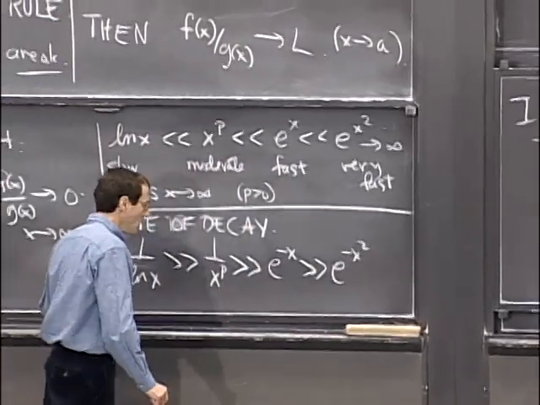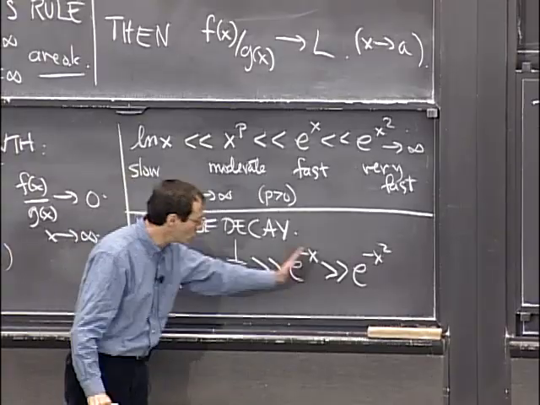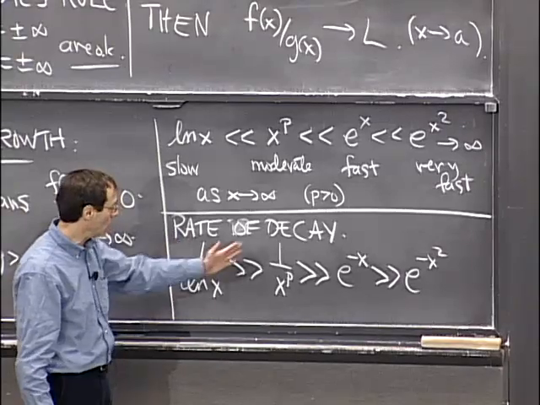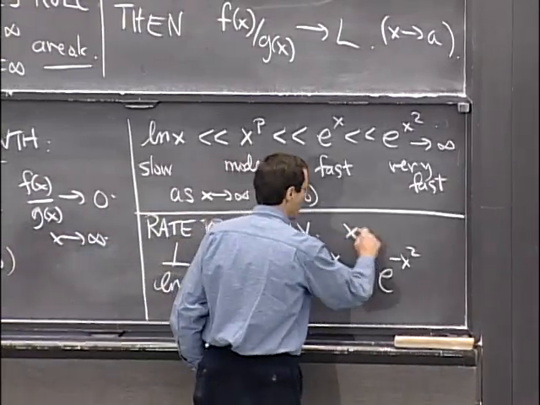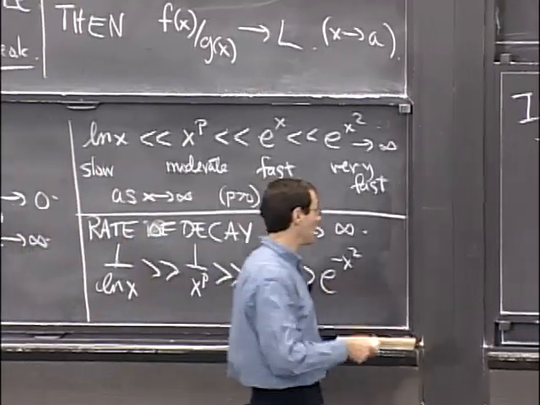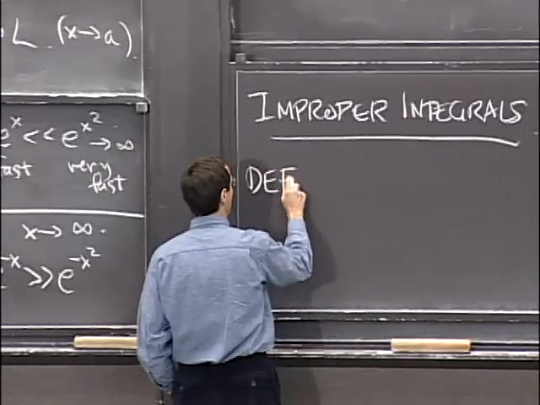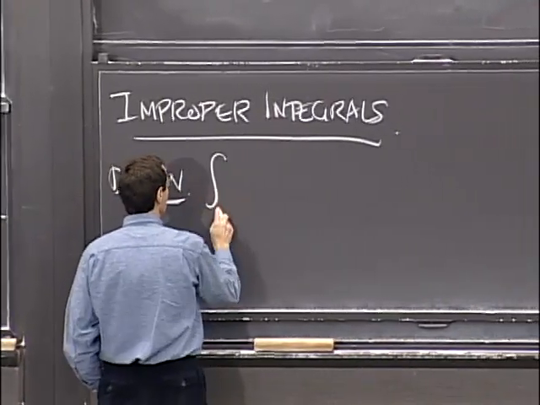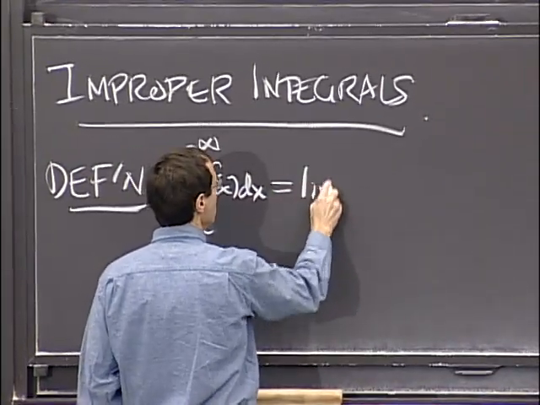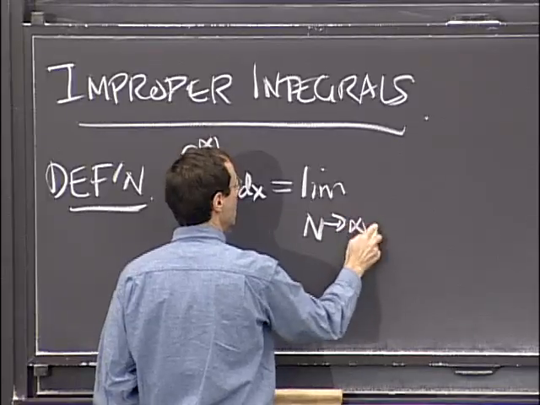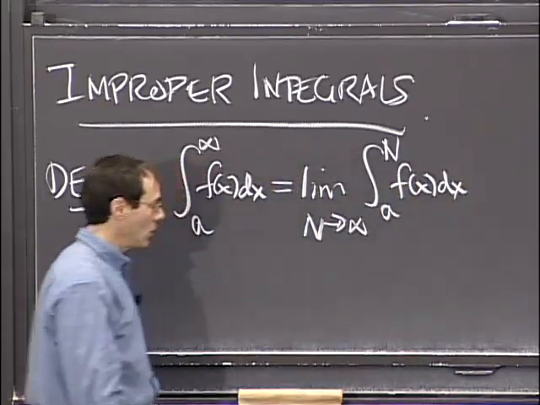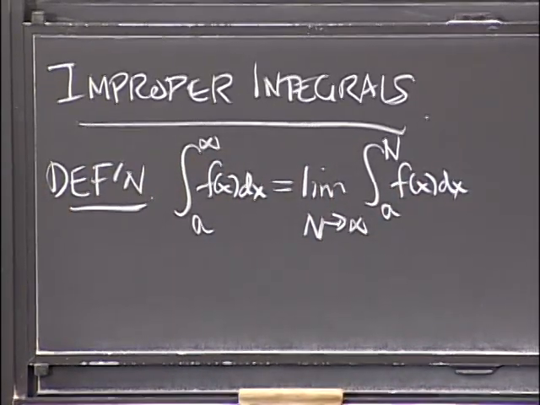So I need you to understand, on the spectrum of the range of functions like this, which ones are suitable for integration as x goes to infinity. Well, let's start out with a definition. The integral from a to infinity of f of x dx is by definition the limit as N goes to infinity of the ordinary definite integral up to some fixed finite level.